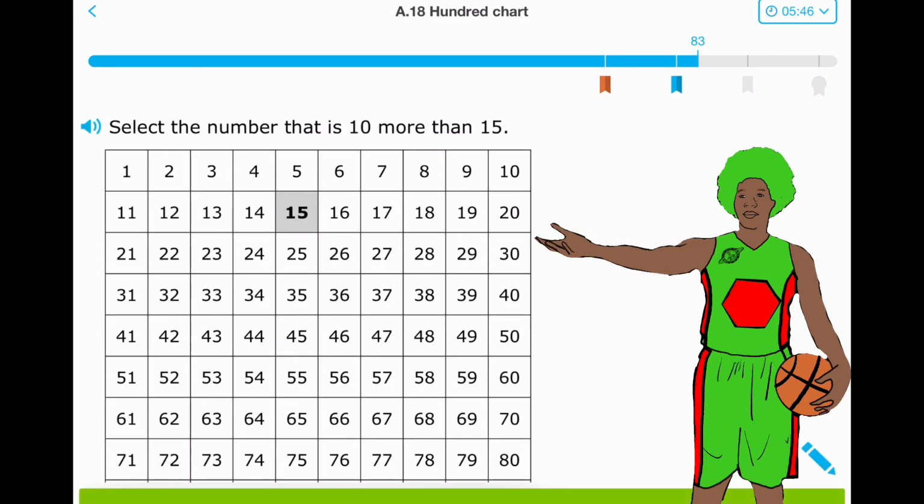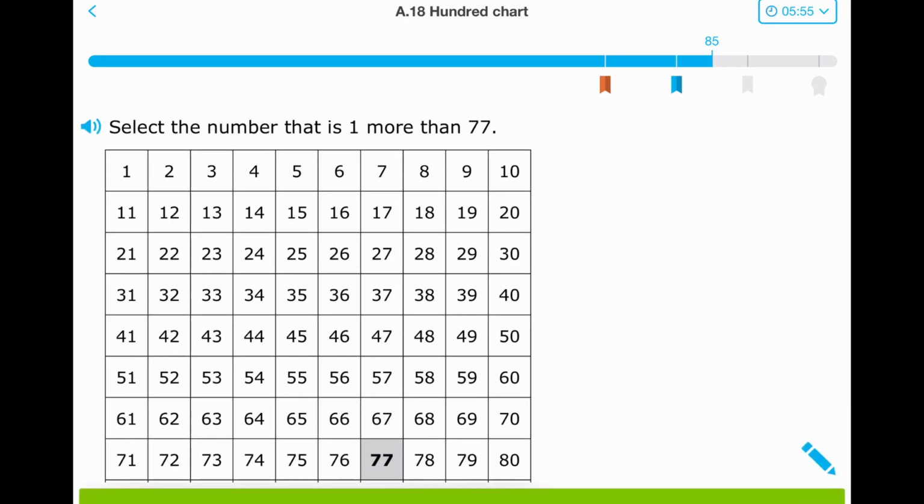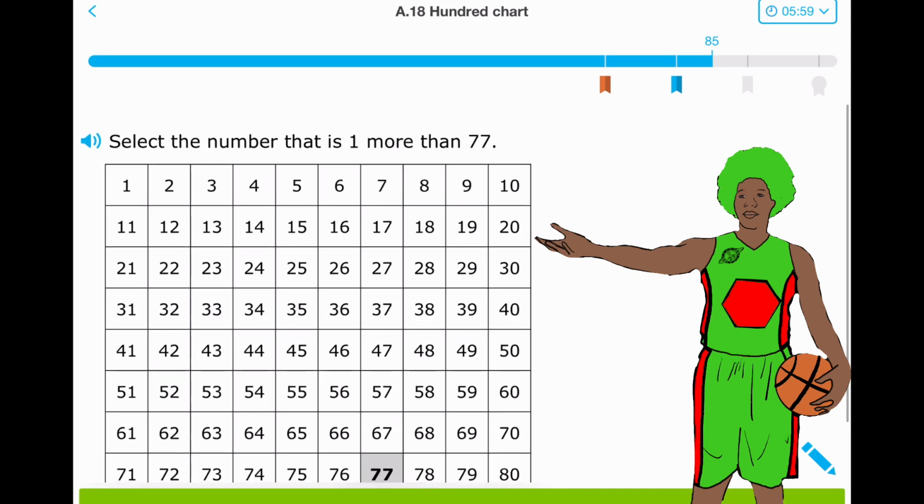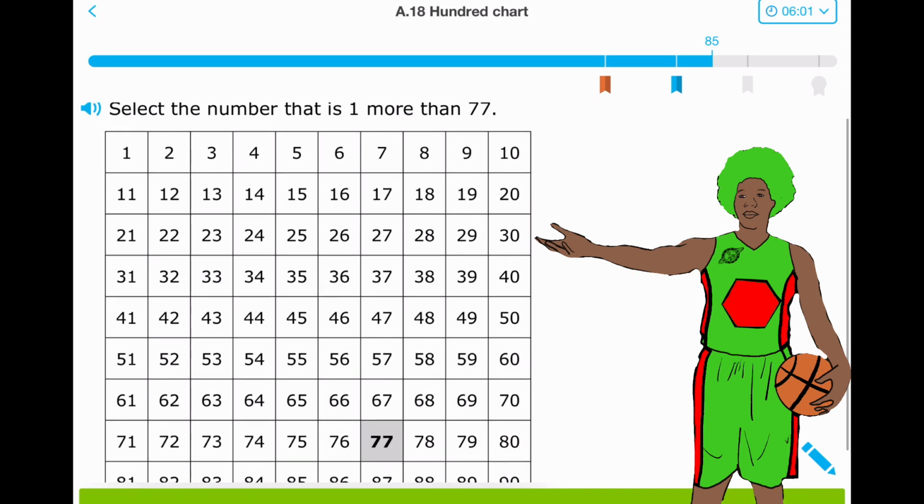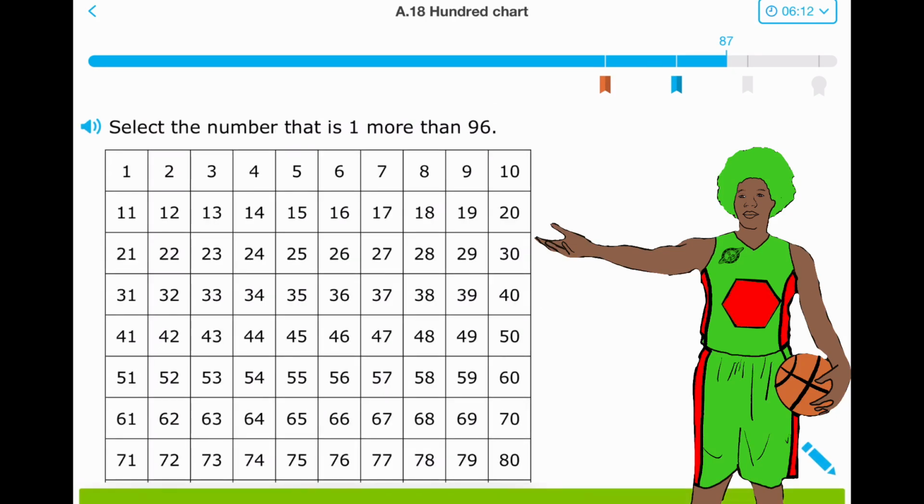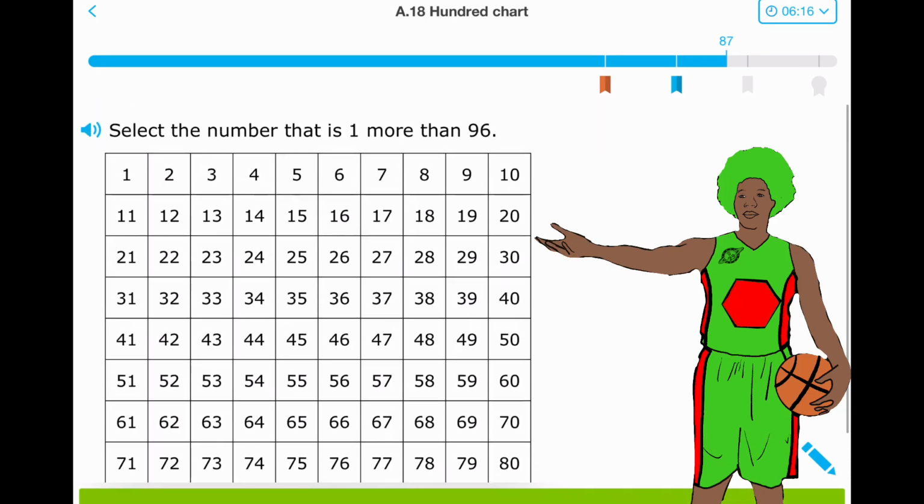Select the number that is 10 more than 15. Voila, 25. And if you know how to count by tens, you don't really even need the 100 chart to do this. Select the number that is 1 more than 78. If you know how to count by ones, do you really need the 100 chart? No, you just add 1 to 77, which is 78. But this is good practice so you can learn how to use the 100 chart in different strategies.